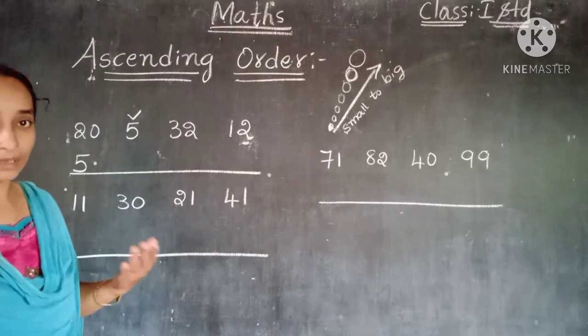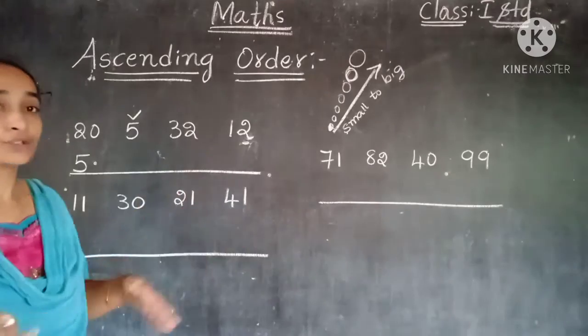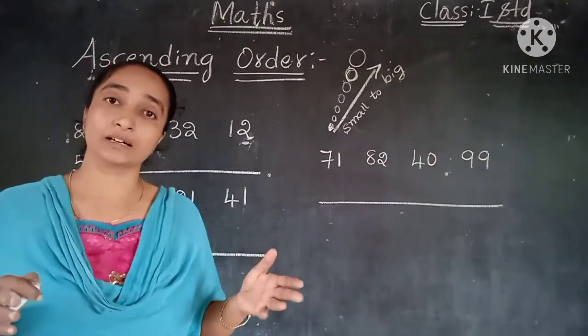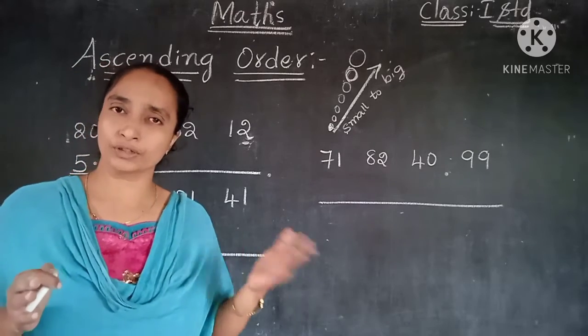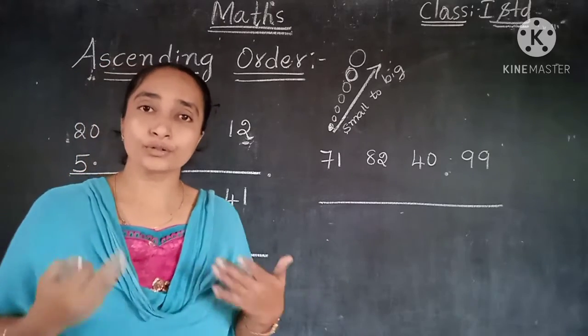Okay children. Now the remaining three numbers are there. All the three numbers are two digit numbers. So what we have to do, we are confused now. All the two digit numbers are there. How to get rid of the confusion?